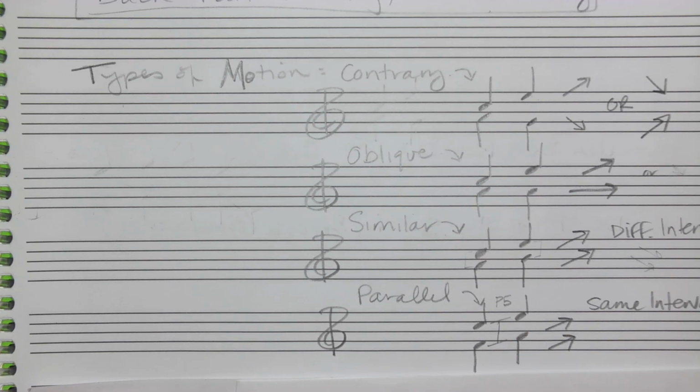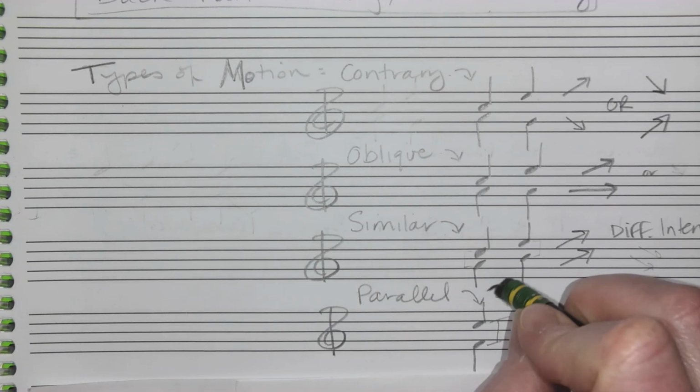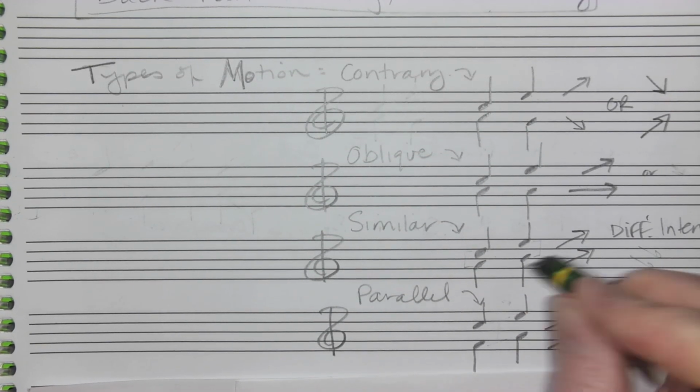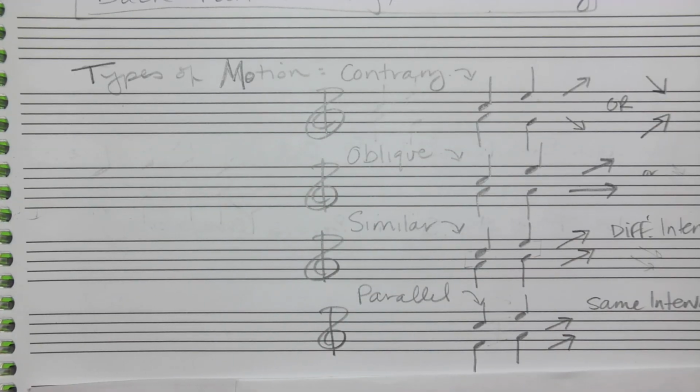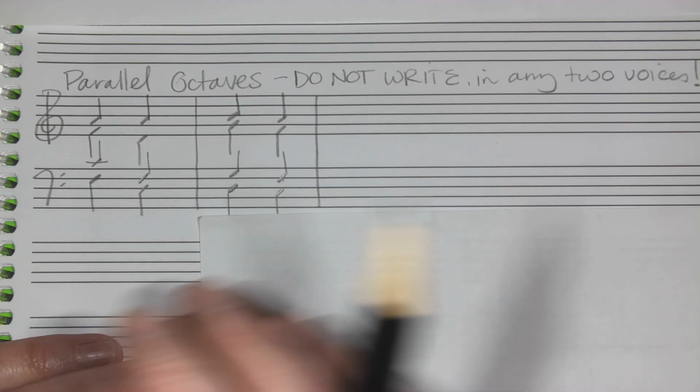Now, not all parallel motions are bad. You can have parallel thirds, you can have sixths, sevenths, there's a whole bunch. The only ones that we do not want to do are octaves and fifths. Okay. So I've given you two examples here that show you parallel octaves, okay?